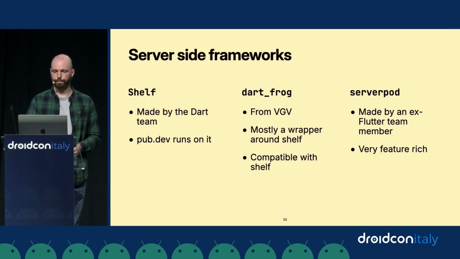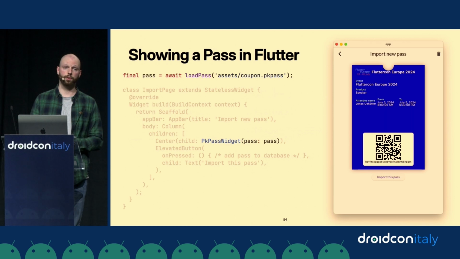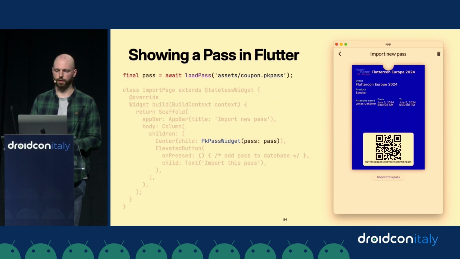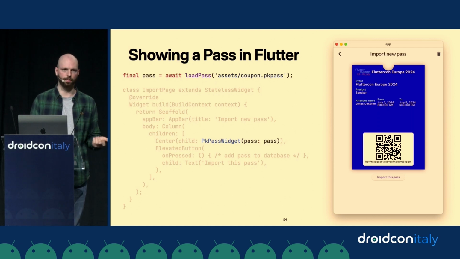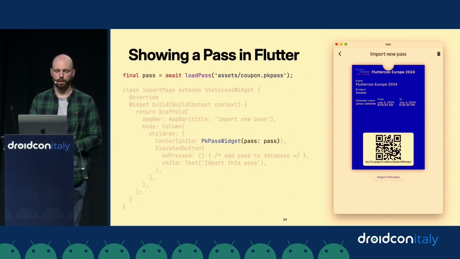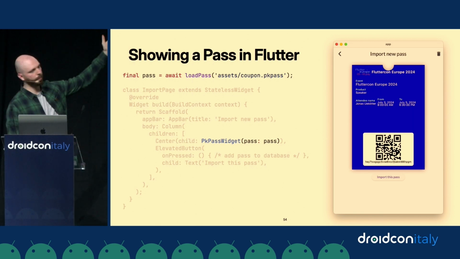Then we also, of course, want to take a brief look into how we actually show a pass in Flutter. It's pretty easy. We just load a PkPass file and then hand it over to the PkPass widget. And then it looks something like this.